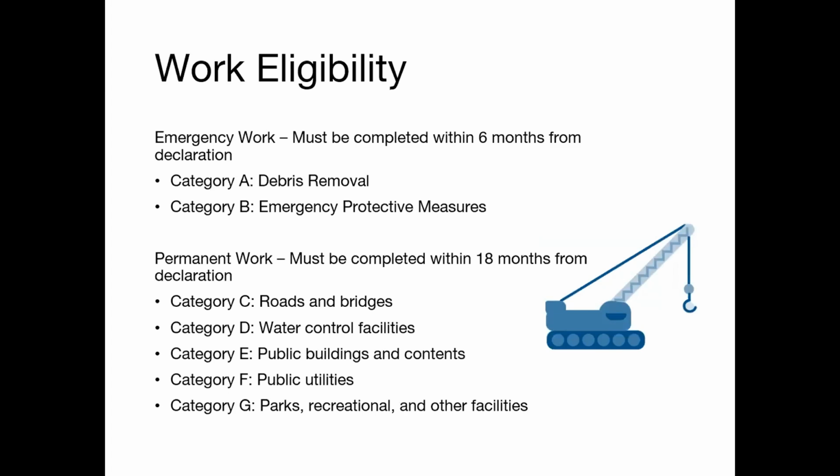Work is categorized as either emergency or permanent. It must be required as a result of the declared incident, located within the designated disaster area, and the legal responsibility of the applicant. Emergency work must be completed within 6 months of the declaration date, and permanent work within 18 months. If additional time is needed to complete work, applicants must submit an extension request in writing to the state.